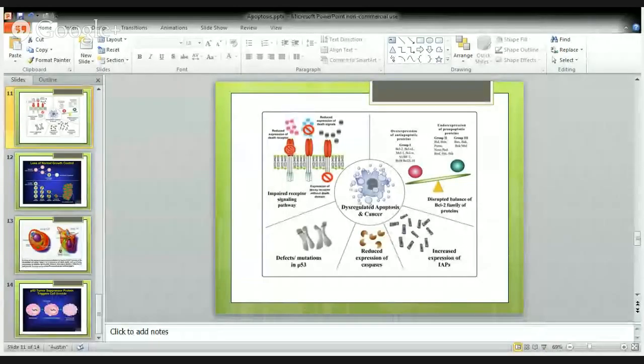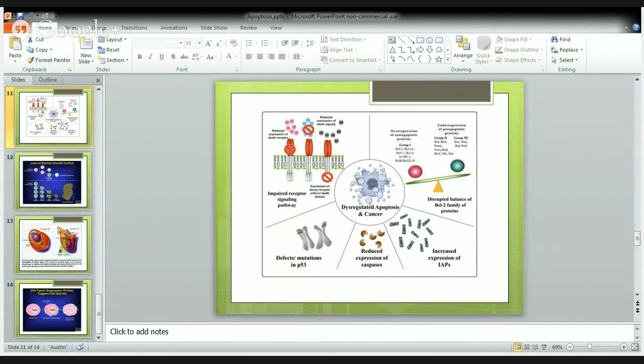Now I'll discuss the relationship apoptosis plays with cancer. Okay, this chart shows dysregulated apoptosis in cancer. These are the causes of cancer and failure of apoptosis.